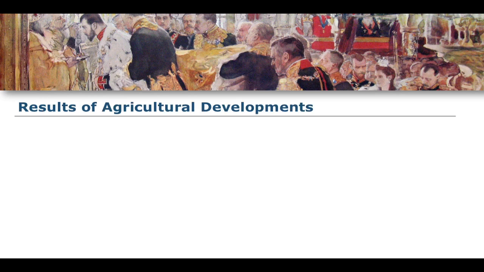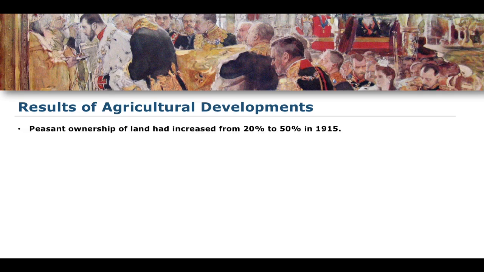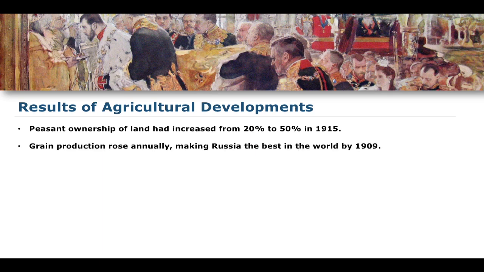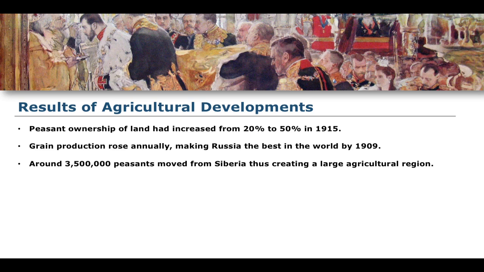With all this being said then, what were the results? What was the impact of the agricultural developments? Well, when it came to peasant land ownership, the extent to which peasants actually owned property, this actually increased from 20% to 50% by 1915, a significant increase. Grain production also rose annually, making Russia the greatest grain producers in the world by 1909. And as a result of this as well, there was a further 3.5 million peasants who had moved from Siberia and therefore created a large agricultural region.